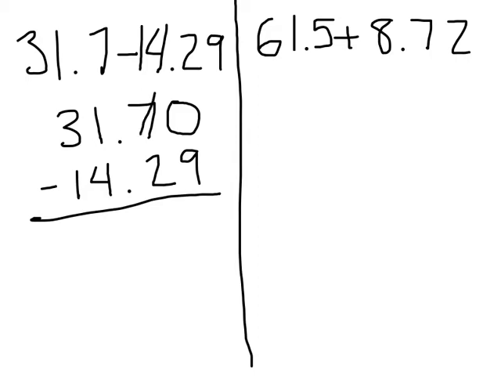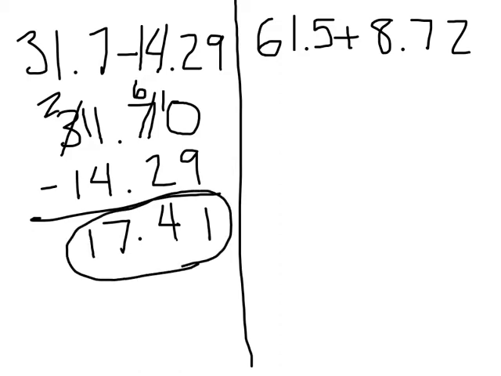Well, I know that I can't subtract 9 from 0, so I need to borrow. 10 minus 9 is 1, 6 minus 2 is 4. I can bring my decimal point straight down. I can't subtract 4 from 1. I need to borrow again. 11 minus 4 is 7. 2 minus 1 is 1. The correct answer is 17 41/100.